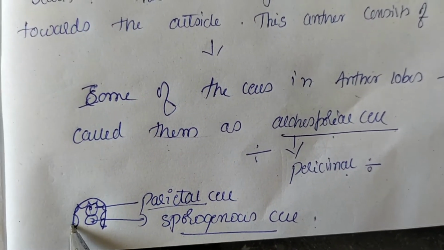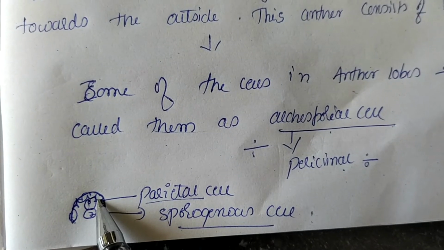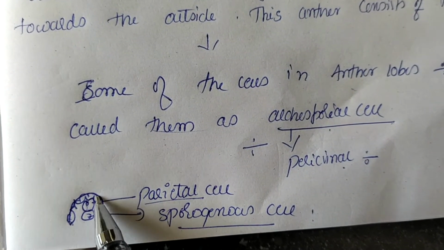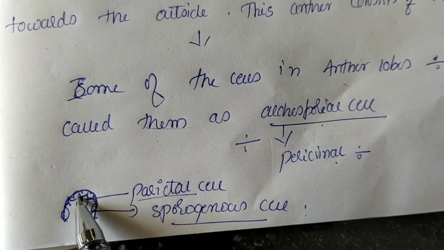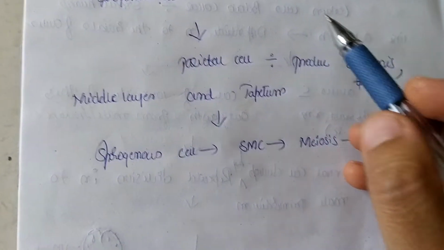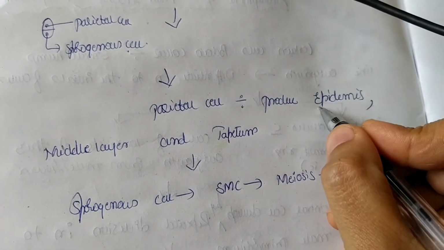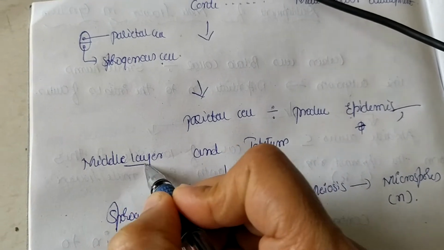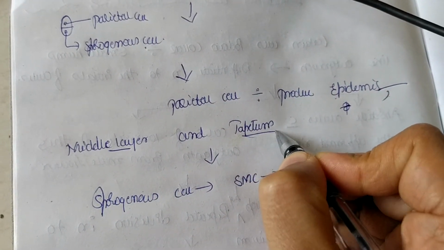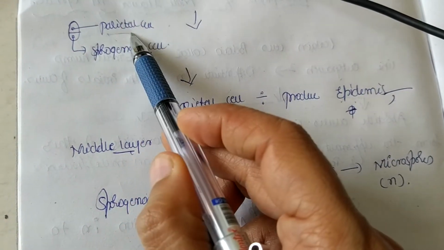So this is what is called archisporial. We are speaking of the lobes. Some cells of the lobes are going to differentiate and form archisporial cells. These archisporial cells are going to divide and form two cells, parietal cells and sporogenous cells. Now the parietal cells are going to divide and produce what is called epidermis, middle layer and tapetum. So the epidermis, middle layer and tapetum of the microsporangium are formed by the parietal cell.